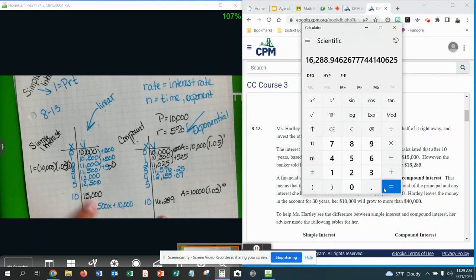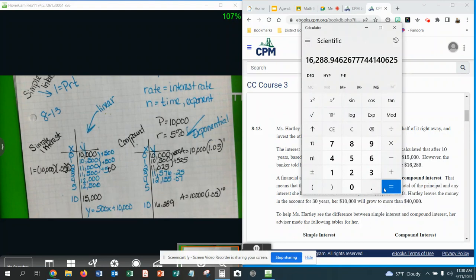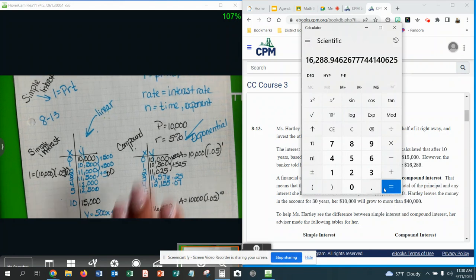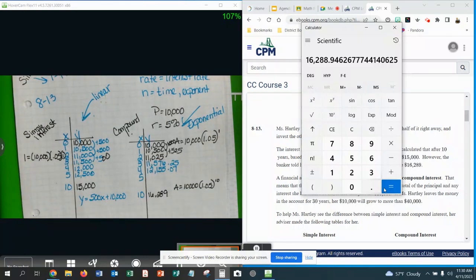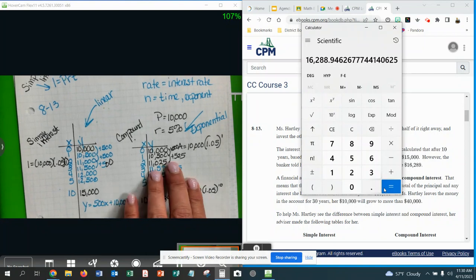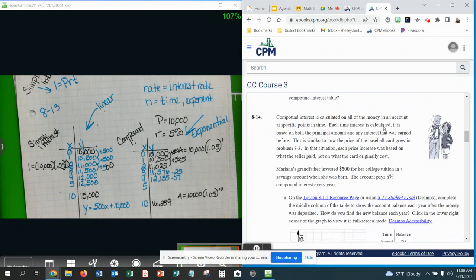So our year 10 is 16,289. So if you look at year 10 here, it's only 15,000, but this one it's $1,289 more. So which account would you choose to put your money in for 10 years? The compound interest, right? So if you had a business, wouldn't you want compound interest back? Yes. Great. So now we see the differences here. All right, are you ready to go on? Anybody have any questions? Great. So let's move on to our next thing.